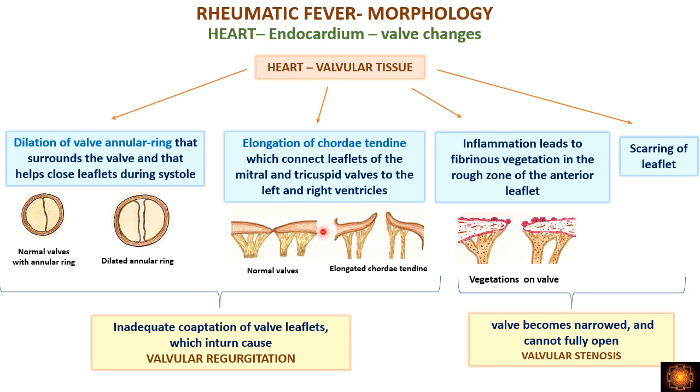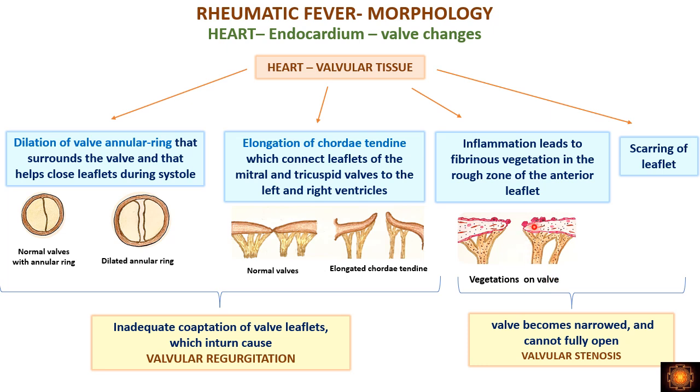Another thing is because there is damage to the chordae tendineae, they become thin and elongated, so that the movement of the valve is not controlled. So they become floppy valves. They move inside also. So this causes regurgitation again. So both dilatation of the annular ring and elongation of chordae tendineae are responsible for the inadequate coaptation of valve leaflets, which causes the valvular regurgitation.